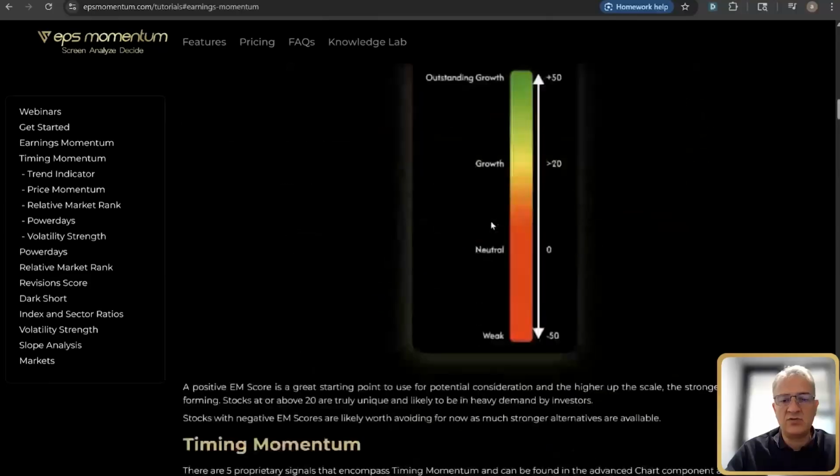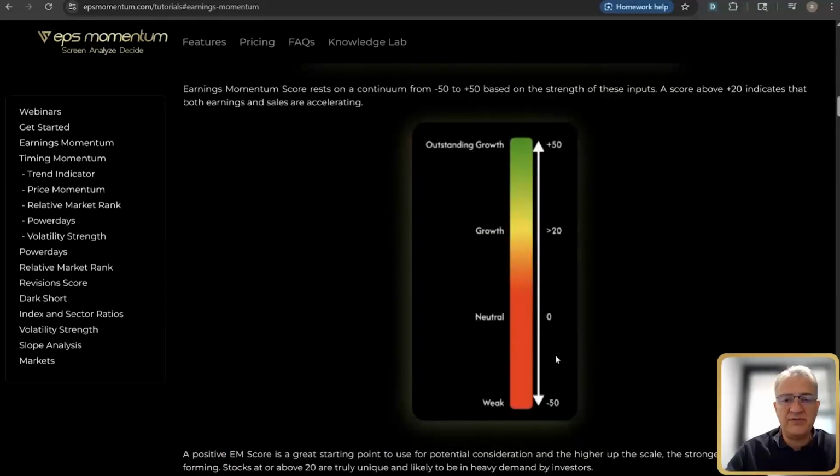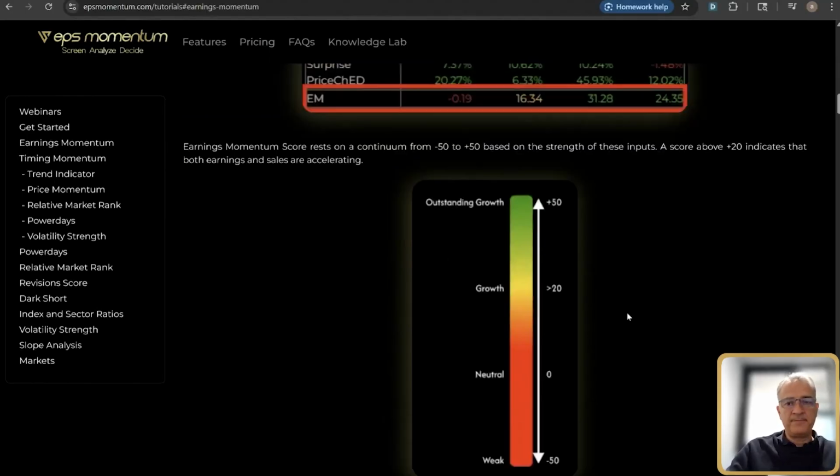That score is really between minus 50 and plus 50. Everything that is positive is great. Everything that's greater than 20 is absolutely extraordinary. And the closer you are to 50, the better. Everything below zero, in my opinion, are stocks that you can just pass. Maybe don't focus your time on it.